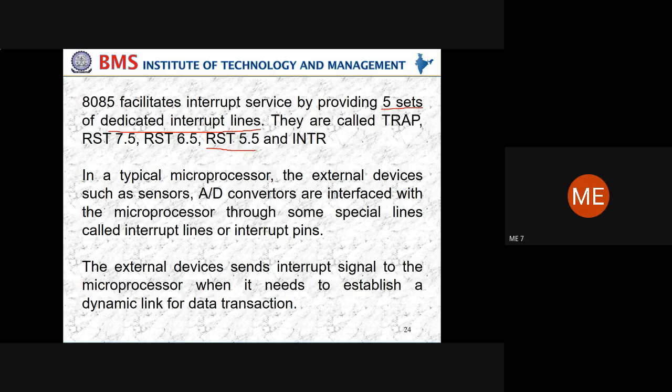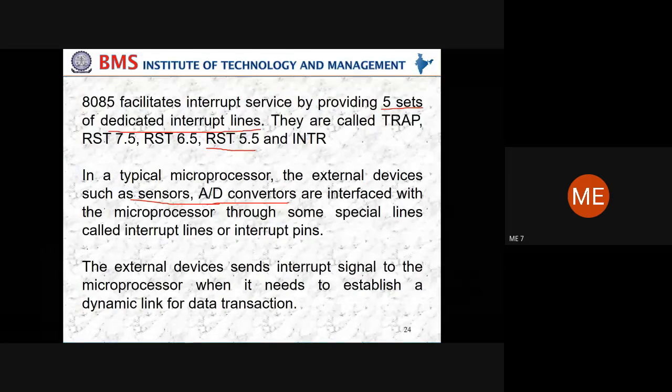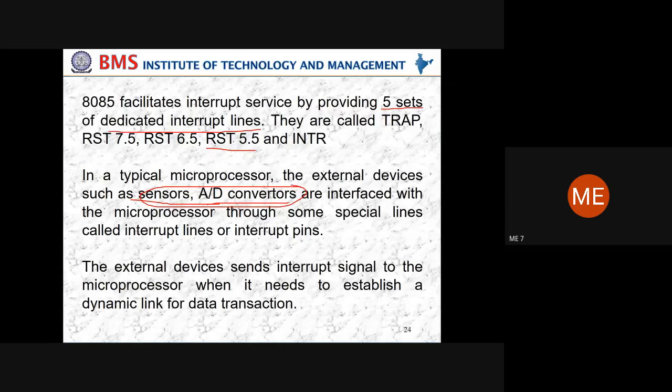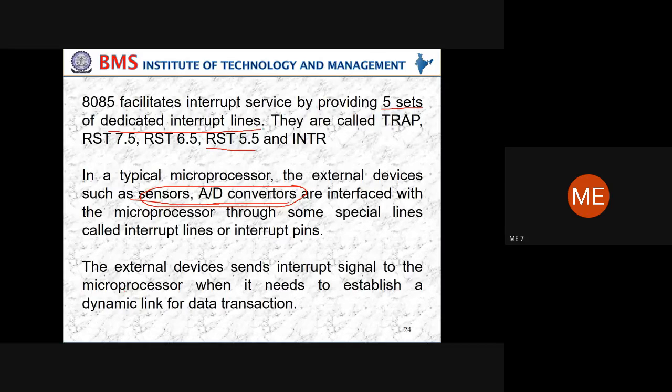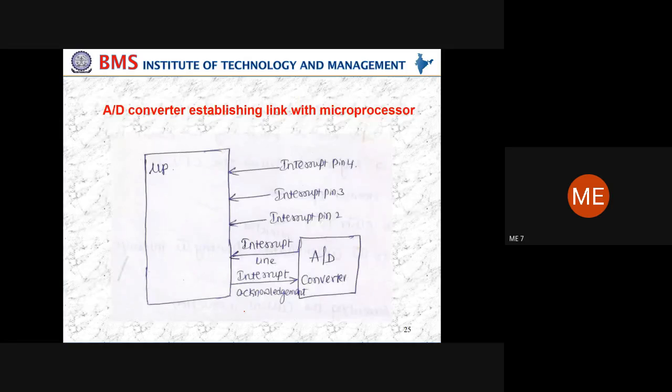Now these are the external devices, such as sensors and the ADC, which are interfaced with the microprocessor. Some data from these external devices needs to be transferred. In that case the interrupt signal comes into the picture. The external device sends an interrupt signal to the microprocessor when it needs to establish a dynamic link for data transaction. Now just observe how this is going to happen.